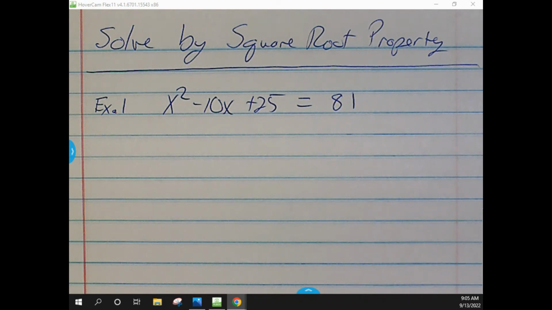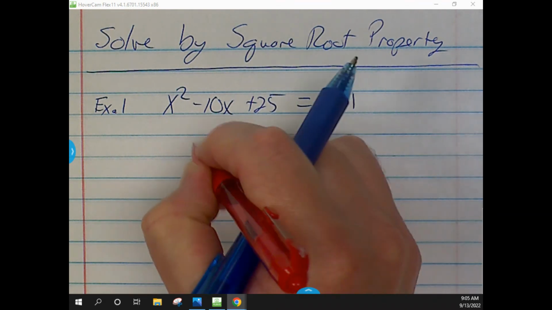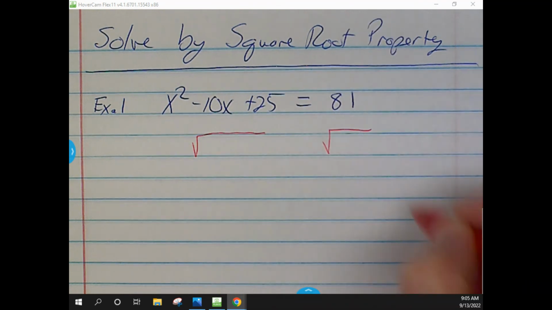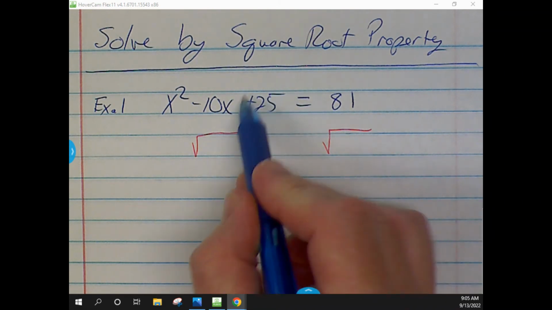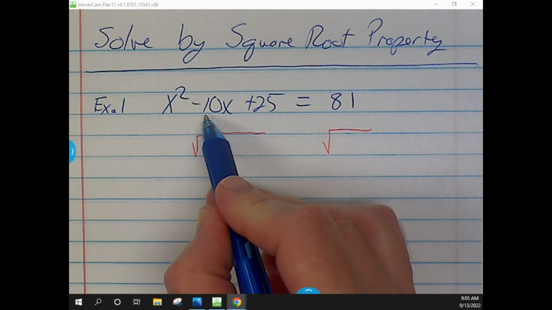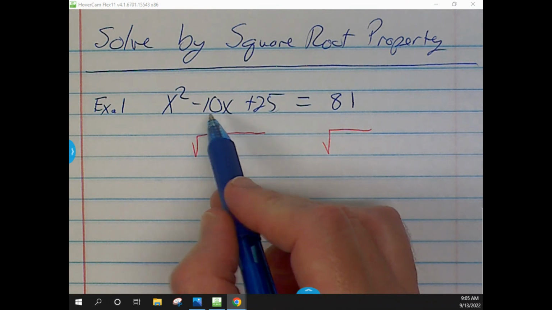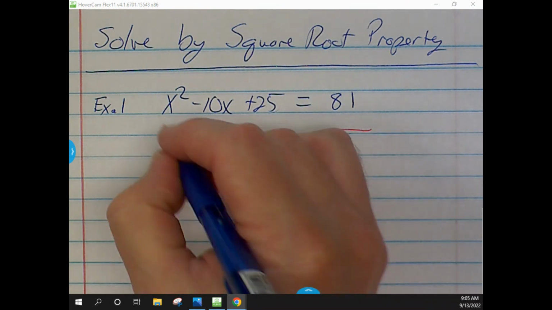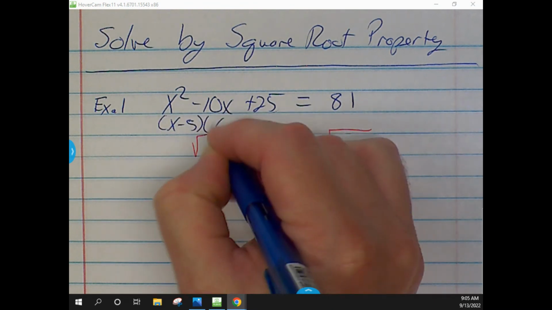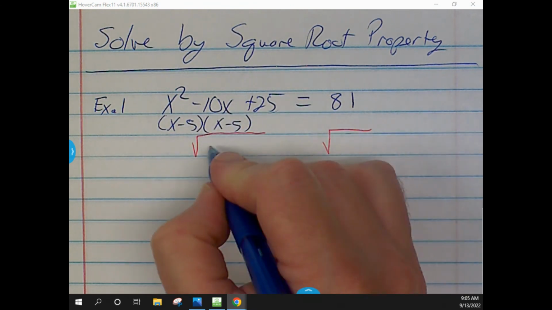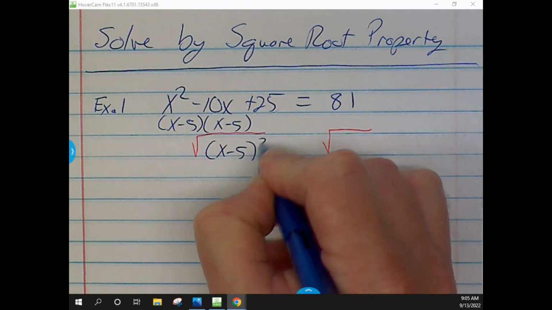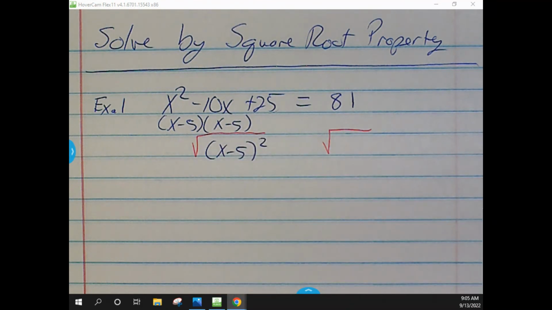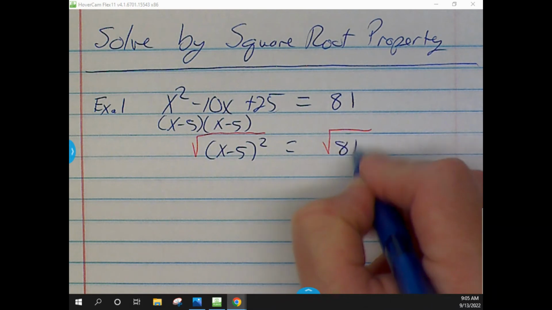Okay, now here's what they're trying to get you to see. Again, if you're going to use the square root property, we've got to square root both sides. Square root of 81 is fine, but if you look at this one, you go, how in the world are we going to square root that? Here's how you do that. What are the factors of 25 that add up to negative 10? 5 and 5, right? Both of them are going to be negative. So if you think about factoring this, that'd be x minus 5, x minus 5. So technically this is x minus 5 squared. And of course, we just have the 81.